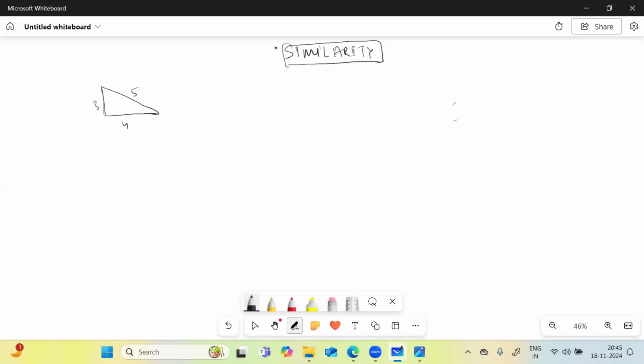So first tell me, if the sides of the triangle are fixed, like 6, 8 and 11, if these are the three sides of a triangle, how many triangles can we make through these sides?